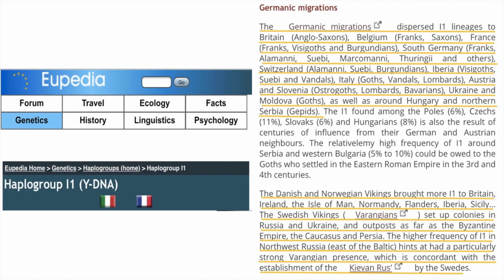The Swedish Vikings, Varangians, set up colonies in Russia and Ukraine and outposts as far as the Byzantine Empire, the Caucasus and Persia. The higher frequency of I1 in northwest Russia, east of the Baltic, hints at a particularly strong Varangian presence, which is correlated with the establishment of the Kievan Rus by the Swedes.